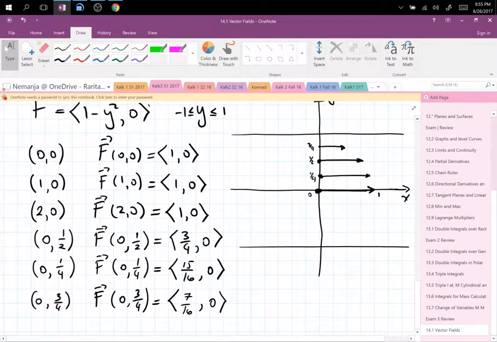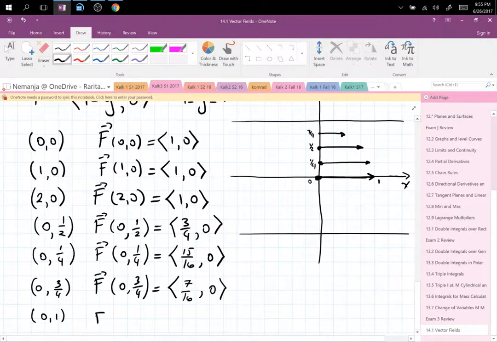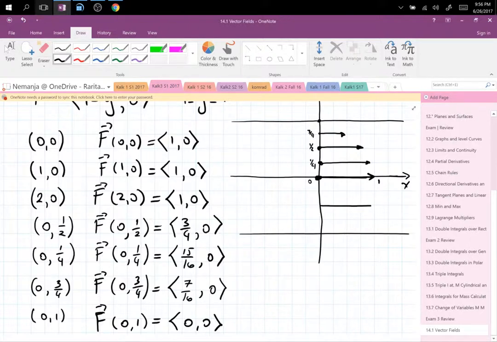And what's happening at the boundary 0, 1? What's happening there? Very good. Vector is 0. The other side is going to be symmetric because it was 1 minus y squared. So we can just copy all of the values.